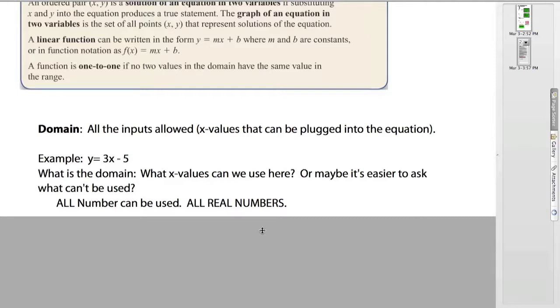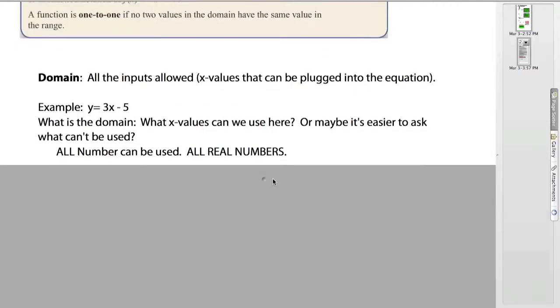The one line that doesn't have a domain of all real numbers is a vertical line. And the domain for those depends on what vertical line you have. It's just one x, and it's whatever the number is. X equals 5. Well, guess what? Your domain is 5.